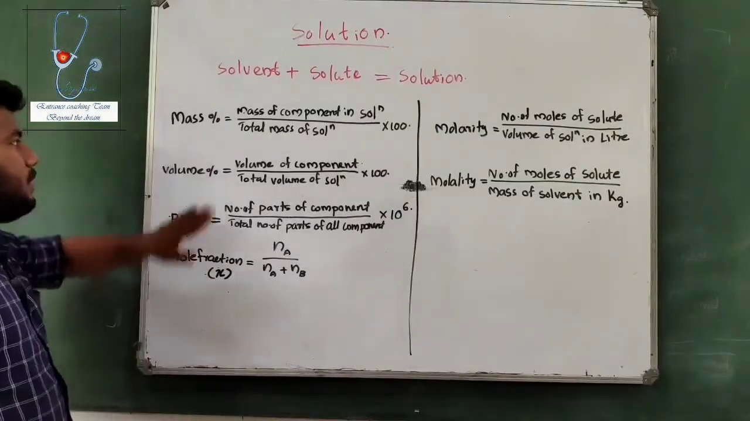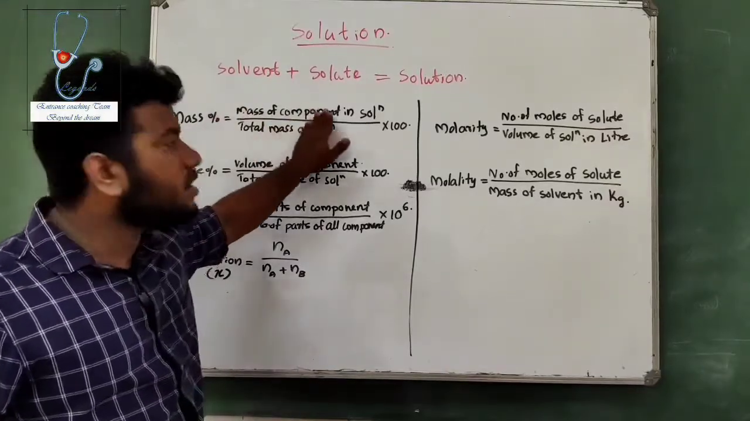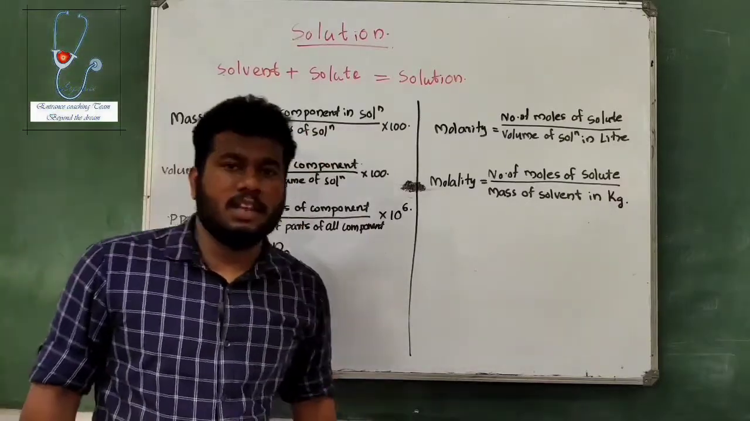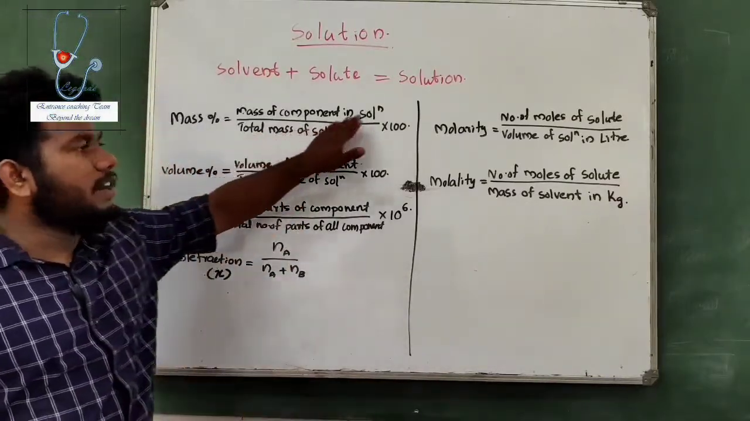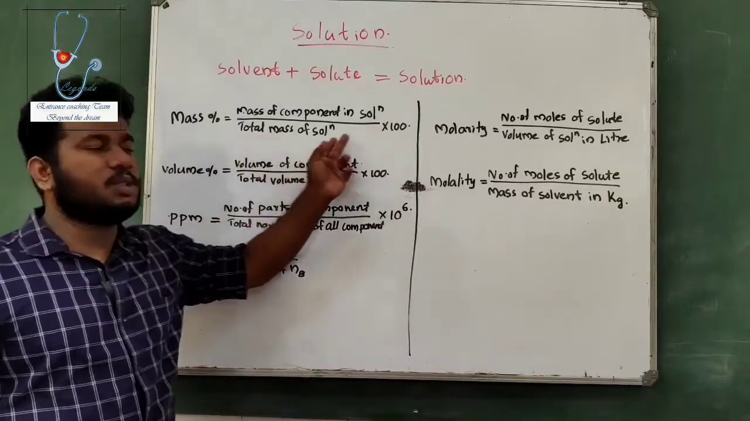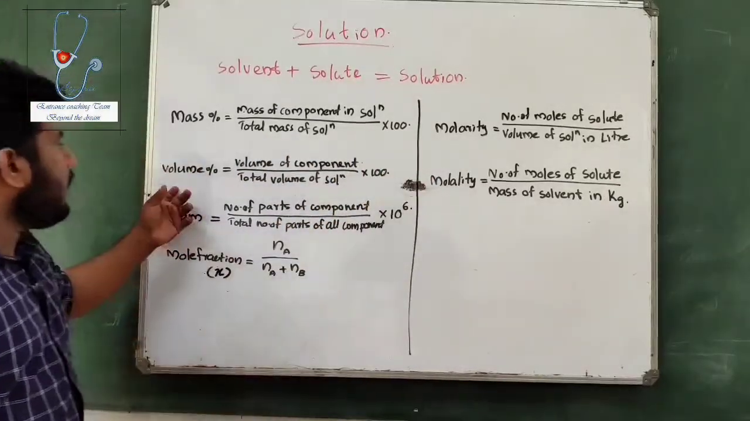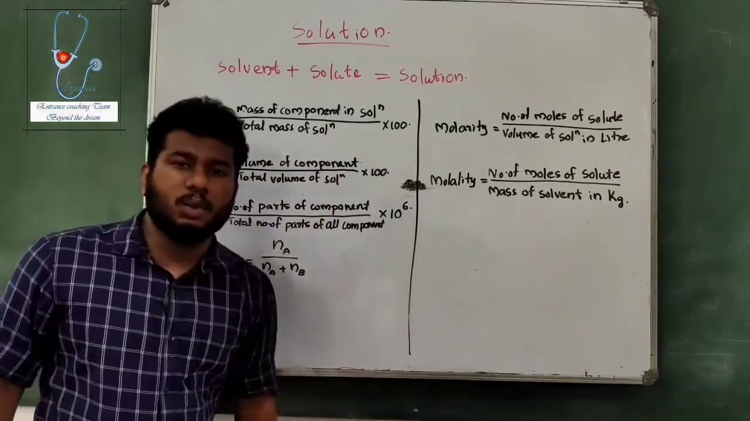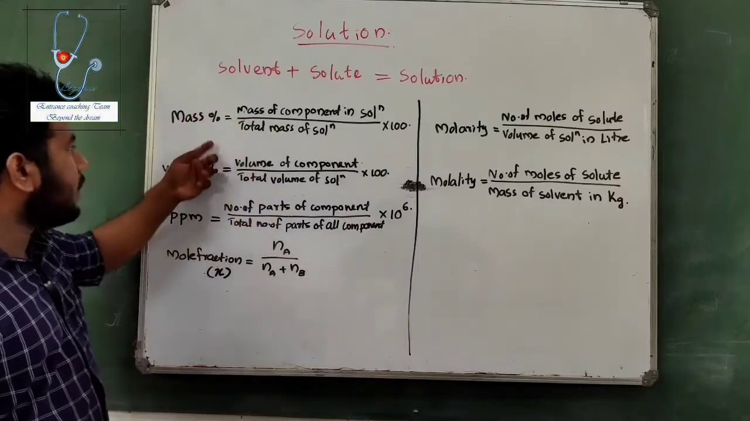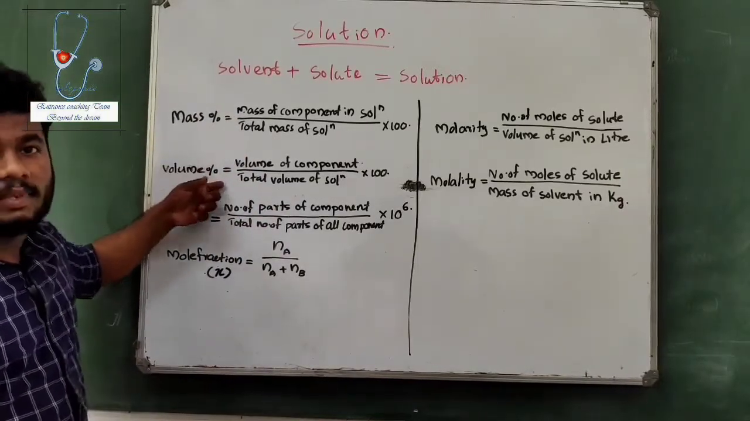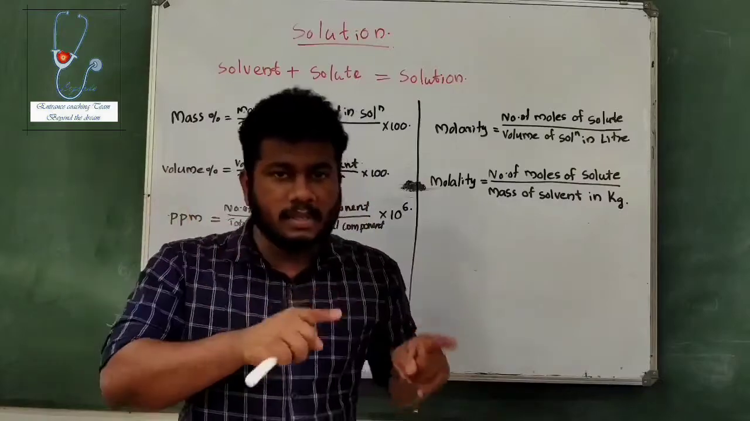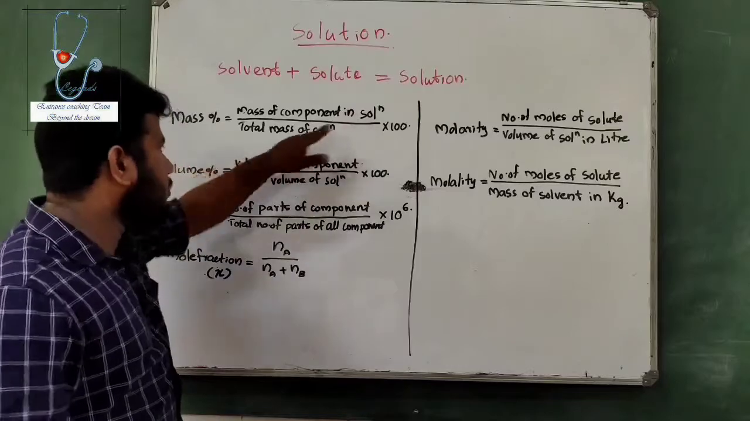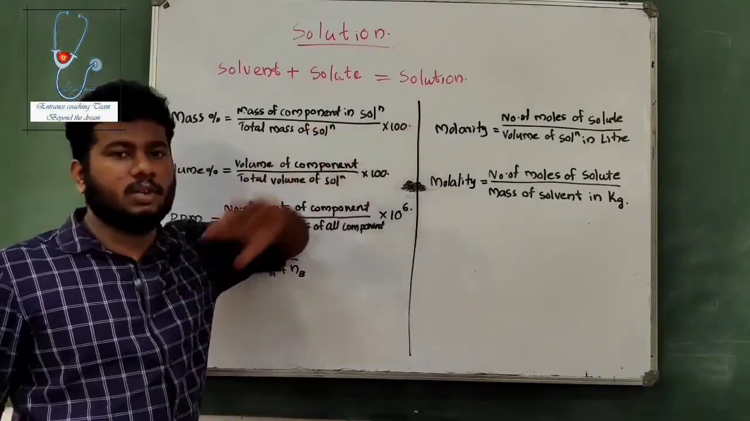First one, mass percentage. Mass percentage means mass of component in solution divided by total mass of solution into 100. Then volume percentage, volume of component divided by total volume of solution into 100. These are expressed in percentage. Percentage means into 100. Mass percentage, mass of component in solution divided by total mass of solution into 100.